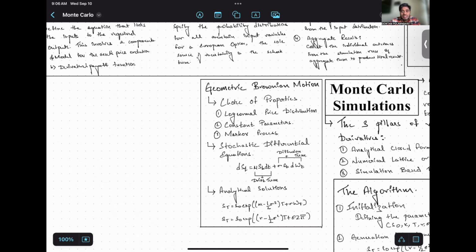This is consistent with the weak form of the efficient market hypothesis, which posits that all past price information is already reflected in the current price.